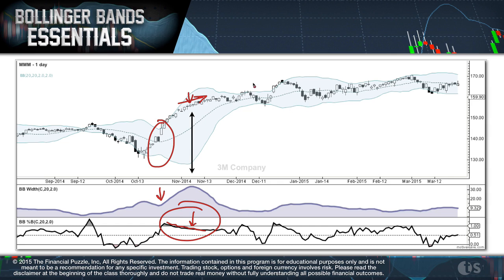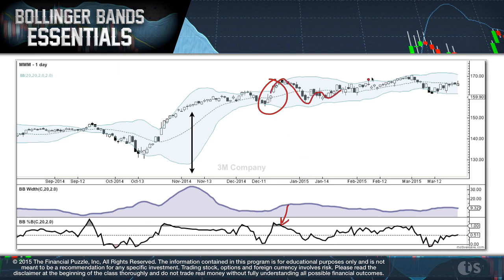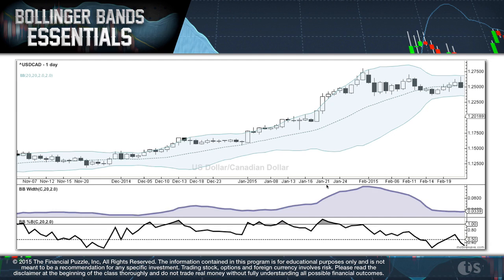And then, of course, we ended up moving back into a bit of a squeeze play here where we finally broke out into that. And then again, your percent B down here showing you some of the cycle and the oscillation that's happening inside that move there. Let's take one more look here.